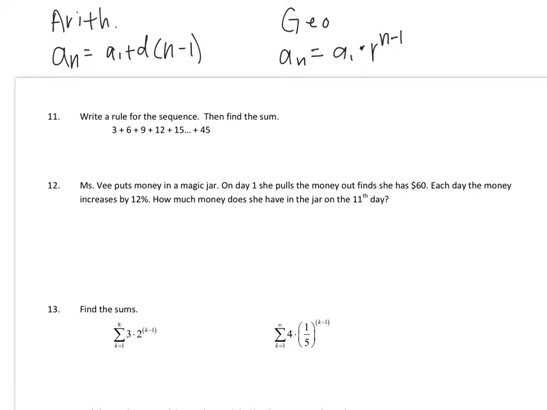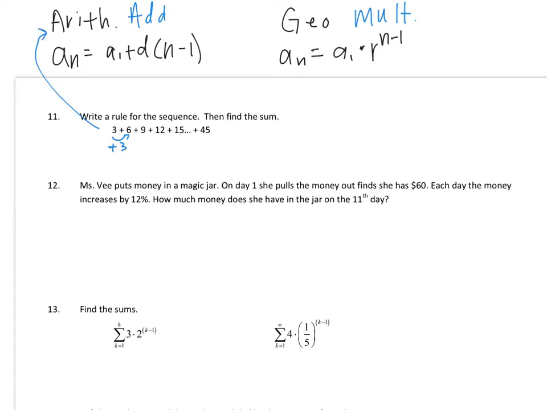Okay, so we have to look at this and decide, is it arithmetic or geometric? So arithmetic is when we add. Geometric is when we multiply. So here we've got 3, 6, 9. Those are all going up by adding 3. So we want to use the arithmetic.